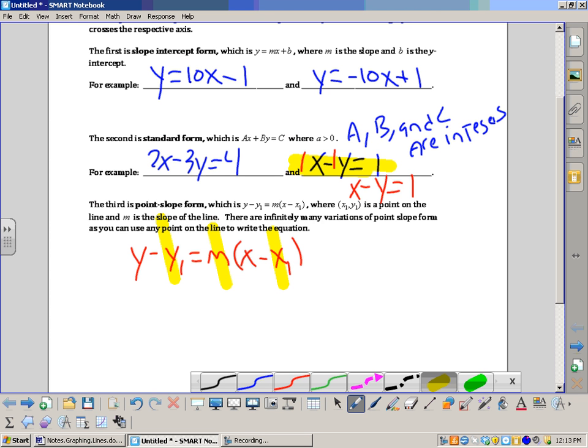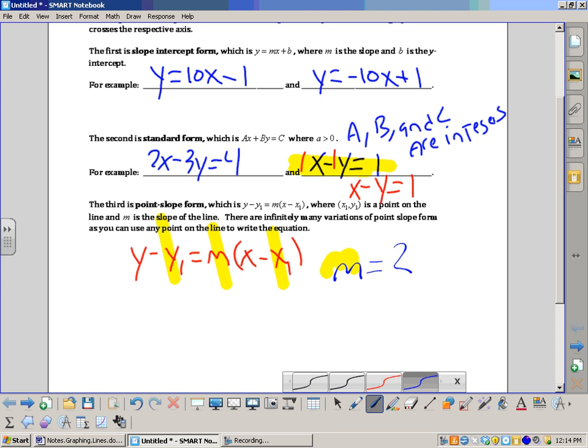So let me give you an example of one. If you were told m equals 2 and the point was 2 comma 3, then there would be your equation of a line.